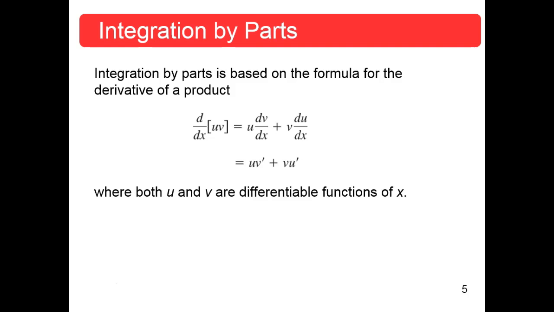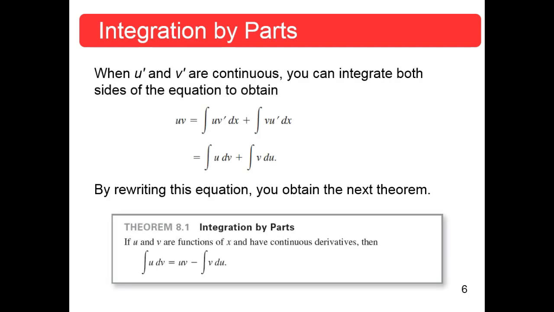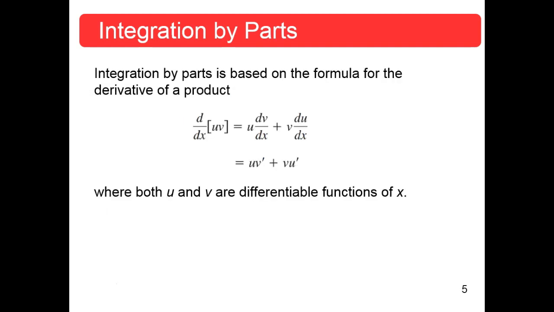Actually, I like it more in differential form. d of uv is u dv plus v du. Now, both of these have to be differentiable functions, and all those that we gave in the example before were. What are we going to do with this? When u and v are both continuous, and u prime and v prime are both continuous, you can integrate both sides like this. And this is a perfect derivative of uv.